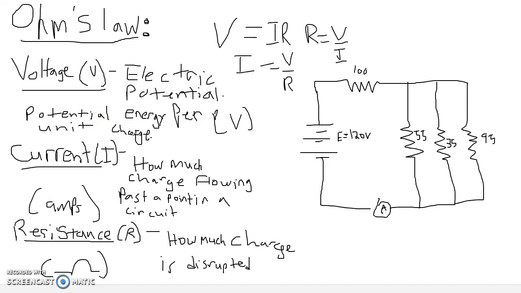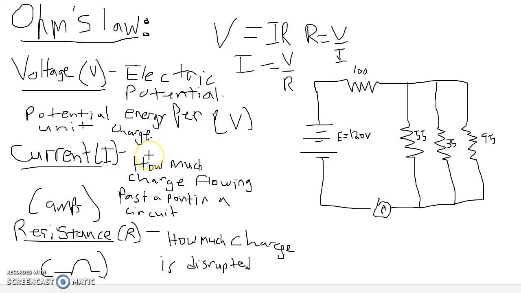Current is how much charge is flowing past a point in a circuit in a unit of time. The unit for current is amps. How much that charge flow is disrupted is the resistance, and the unit for resistance is ohms.